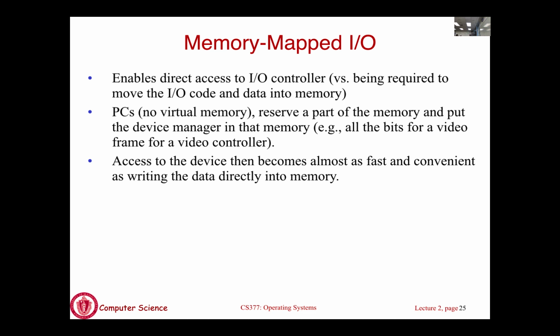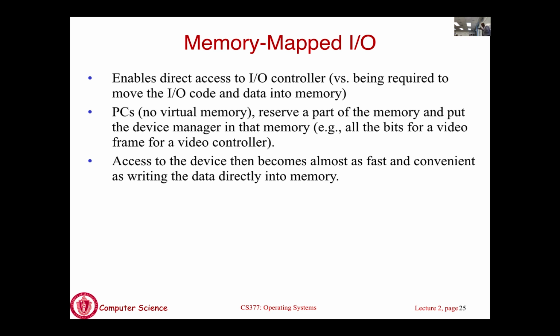Question: when you say device in memory mapped I/O, what are examples, like is it a hard disk? The question is, what is the device? A hard disk is a device. Graphics card, keyboard, mouse are devices. Anything you plug into a USB port is a device. A printer is a device. There are lots of devices on every machine.